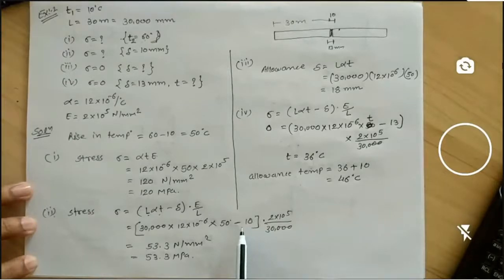Okay. So there are equations to find out the stresses with the delta allowance. And if there is no delta, then in these equations delta is 0. So you find out the stresses.